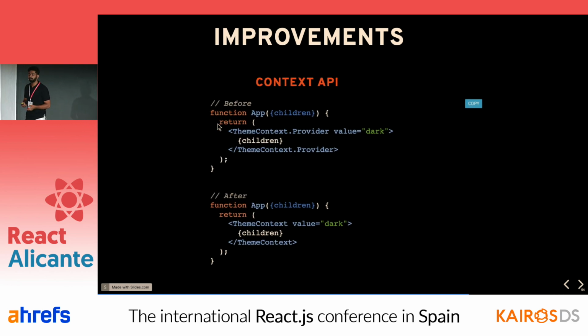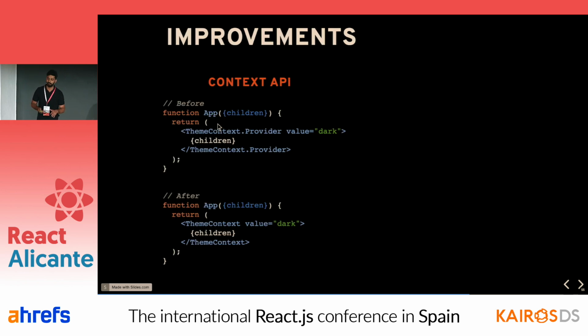Coming on to the context API, it also has a very minor change where you don't need to now use theme context dot provider. Instead, you can just directly use theme context and wrap all of your componentry inside of it, and everything works just as expected.